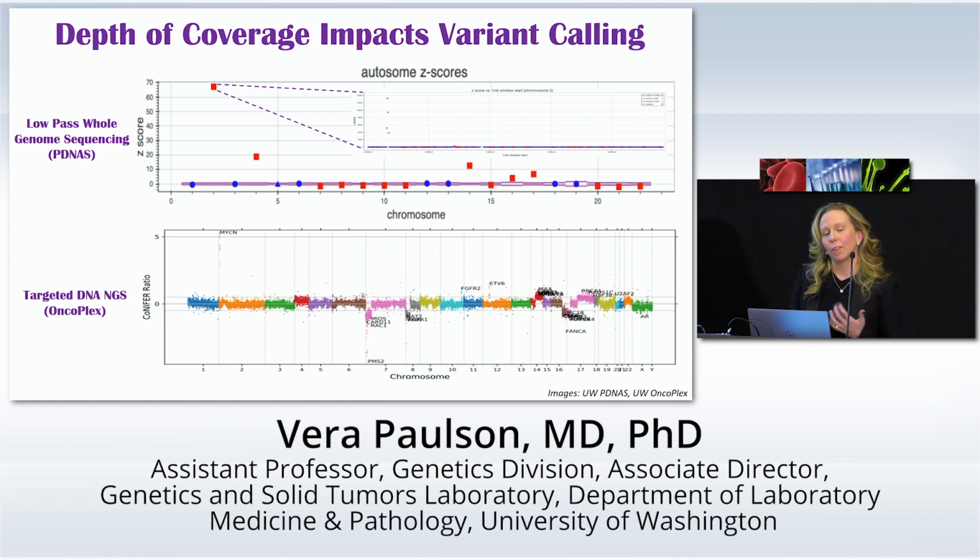We change the depth of coverage depending on what we're trying to do. In our low-pass whole genome sequencing, on average, less than 1 base pair coverage, or 1x coverage per base pair, I should say. And this is great for copy number alterations, but you aren't going to detect point mutations that way. If instead you use something like Oncoplex, where our coverage is on the order of 300 to 2000x, then you would actually be able to detect point mutations in addition to those copy alterations.